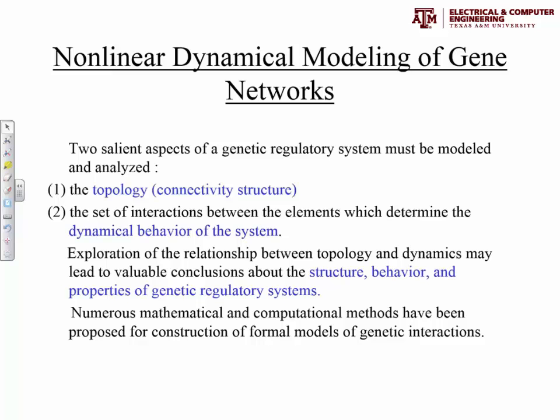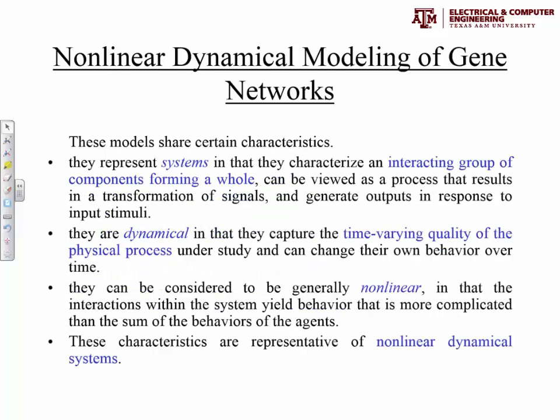And even before genomics became an important area, people have studied multivariate systems. If you have many different variables, what do you do? You write down differential equations about the interaction of these different variables with each other. So the same methods have also been applied in genomics. Numerous mathematical and computational methods have been proposed for construction of formal models of genetic interactions, and we will talk about some of them.